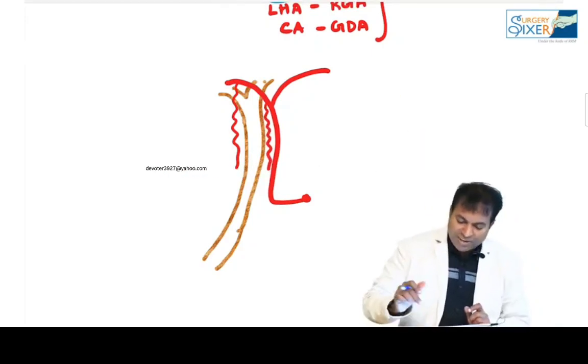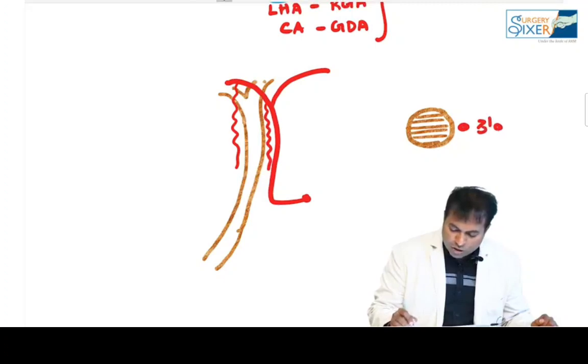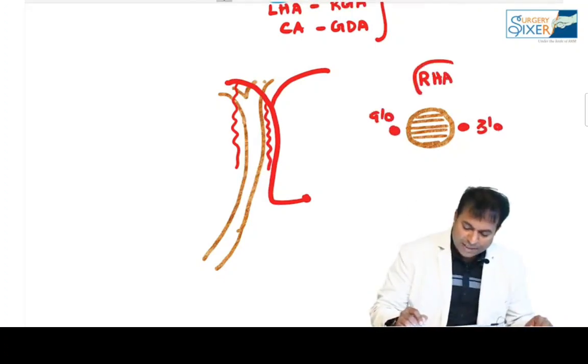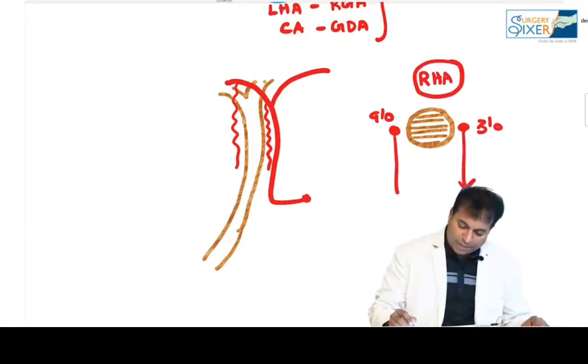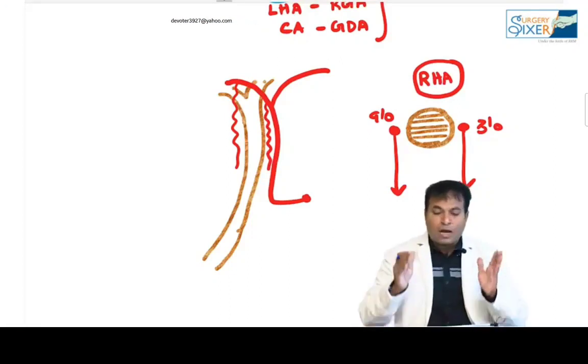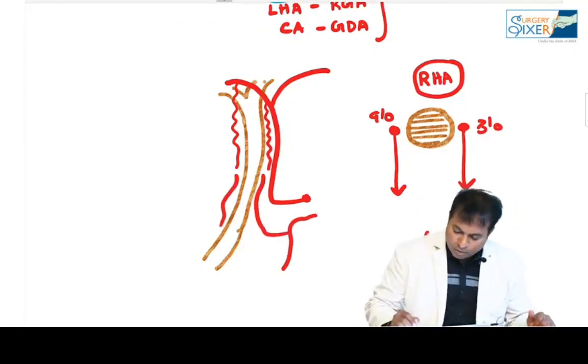There are vessels running on either side of the bile duct. For example, if this is the bile duct, the blood supply to the bile duct comes at the 3 o'clock position and 9 o'clock position from the right hepatic artery. It runs down. So the major blood supply of the bile duct is from the right hepatic artery, by branches running down at 3 o'clock and 9 o'clock. Similarly, from the gastroduodenal artery also there will be branches running from below upwards. So another supply is from the GDA.